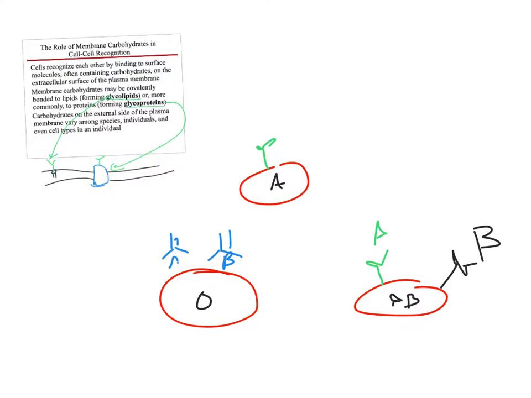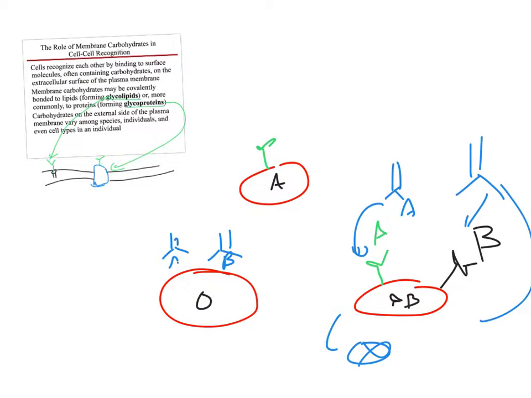Now, what antibodies does the person who has AB blood produce in their own blood? None. Because if you produce an A antibody, it's going to react to that, and that's going to cause the cells to break down. Not good. If you produce the B antibody, same thing, breakdown. No good.